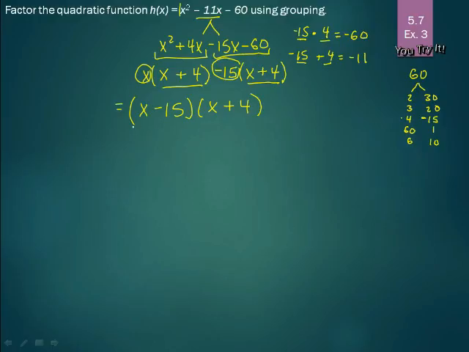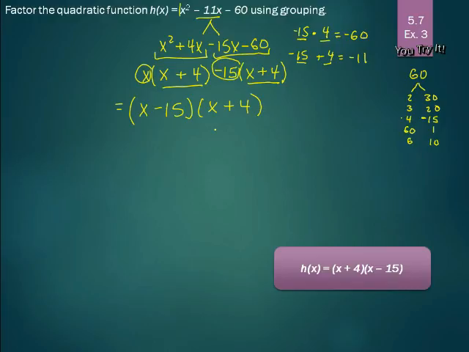And so that gives us our factored form using grouping. Our answer is h of x equals x plus 4 times x minus 15.